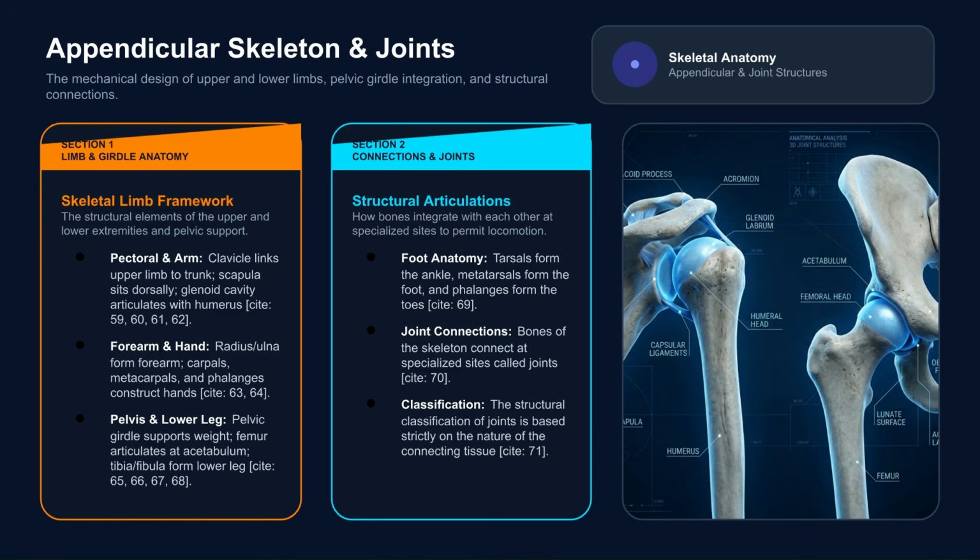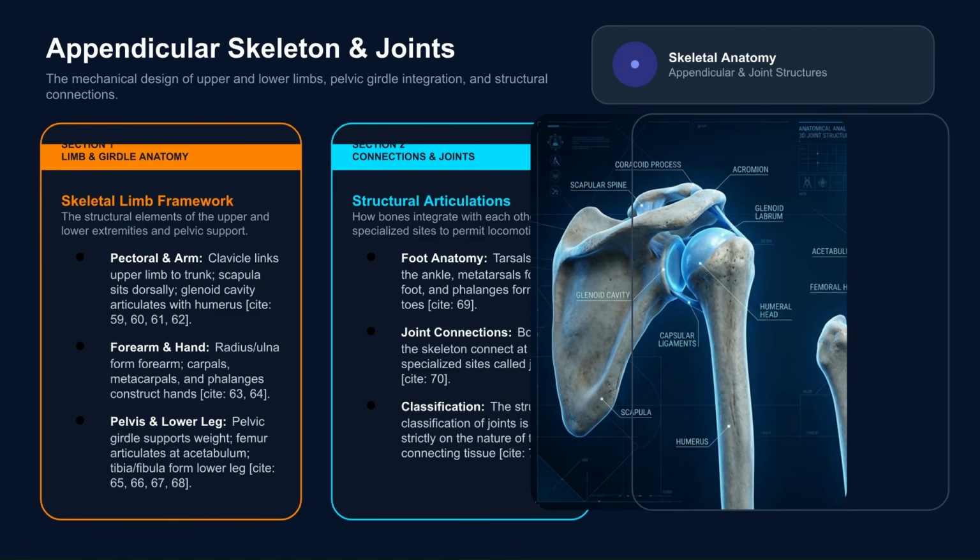The appendicular skeleton is connected to the axial skeleton through the pectoral and pelvic girdles. The skull is the bony framework of the head and is divided into the cranium and facial skeleton. The vertebral column extends from the base of the skull to the pelvis. The vertebral column is made up of vertebrae separated by intervertebral discs.